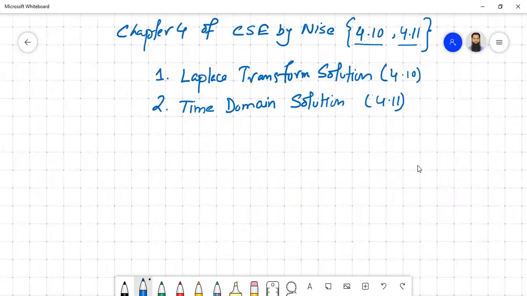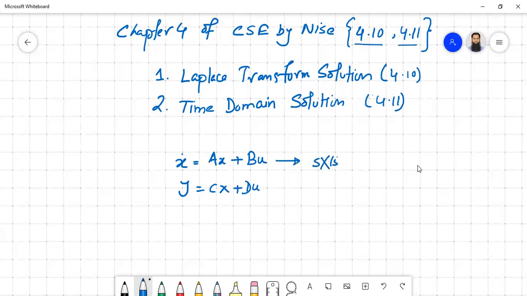Whatever equation we already have is x dot equal to Ax plus Bu, and y equal to Cx plus Du. Now, if we take the Laplace transformation of the first equation, what we get is sX(s) minus the initial value x0 equal to AX(s) plus BU(s).